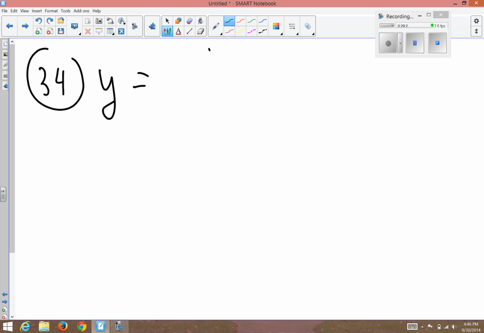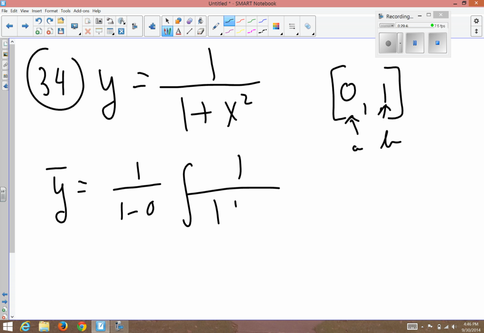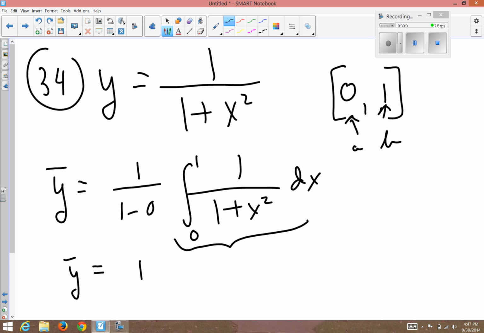Y equals 1 over 1 plus x squared. And we have the interval from 0 to 1. The question is find the average value of the function over this interval. The average value of the y is 1 over b minus a. It would be 1 minus 0. This is the a and b right here. And the integral of the function dx from a to b over 1. Well, here 1 over 1 minus 0, that's just 1.